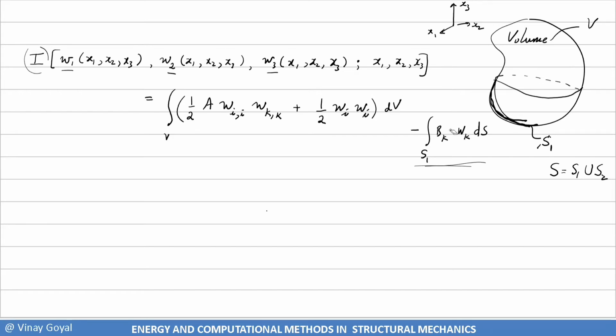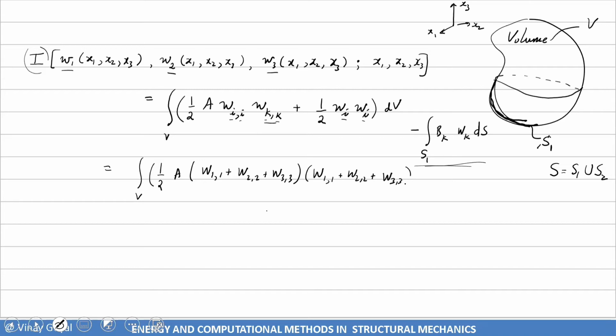Okay, so you may ask me, there's a lot of indices, what is going on? Very simple. I is repeated, K is repeated, I is repeated. So here, what you really have, if I were to expand it, is integral over V of 1/2 a, that means the summation over i from 1 through 3, so that's w_1,1. And then here, that's summation over k again. And then here is a different summation. That's plus 1/2 w1 times w1, w2 times w2, like this.